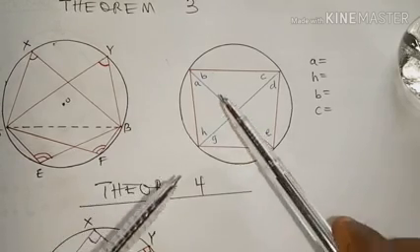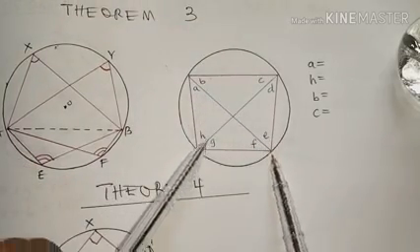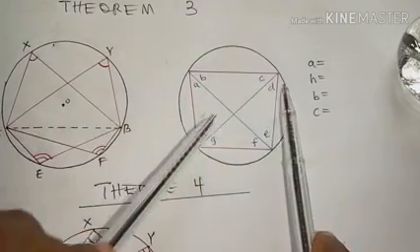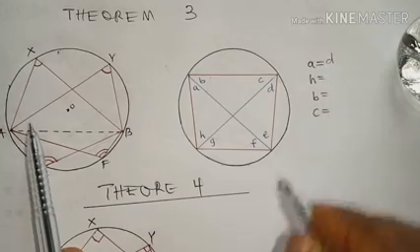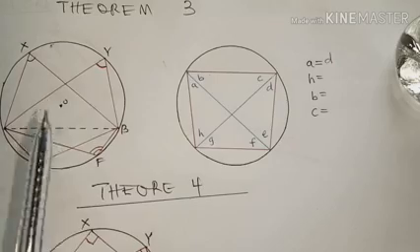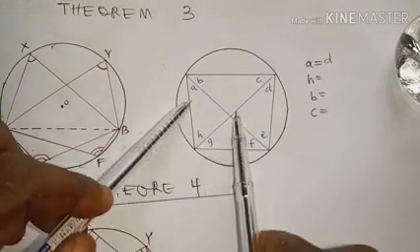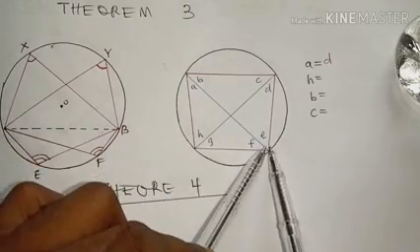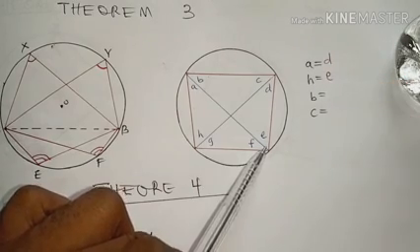So let's do it together. This is my A. I'll trace the A down and trace it up to the same segment. So the A is equal to D. So this is D. Okay, letter H. H is here. I trace it here. And I trace it down here. That is E. H is equal to E.